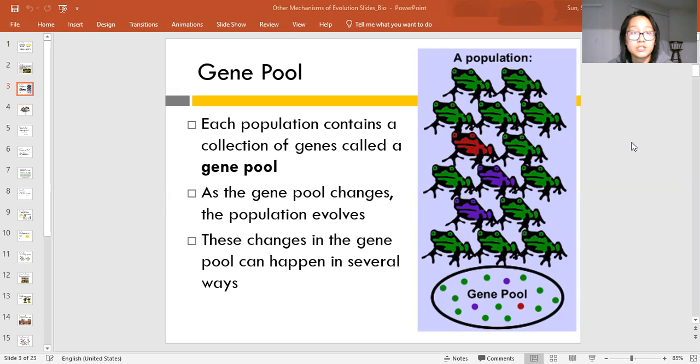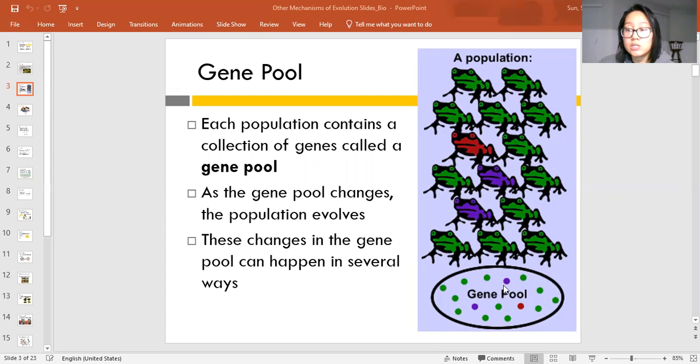So each population contains a collection of genes called a gene pool. As the gene pool changes, the population evolves. These changes in the gene pool can happen in several ways, and we'll talk about those. So here we have a population of frogs. As you can see, most of the frogs are green, so they have green genes. Their DNA says, I'm a green color. But we also have 2 blue and 1 red.